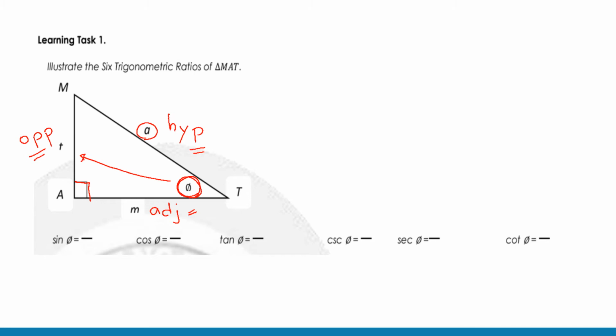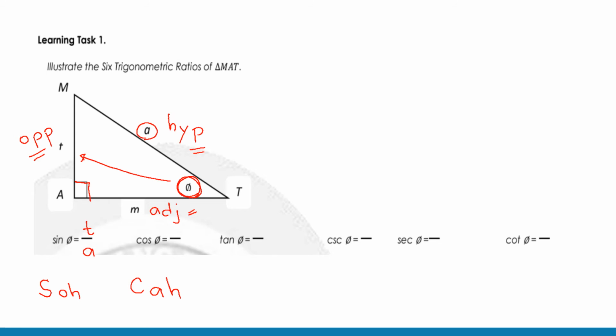So, dumako na tayo dun sa 6 trigonometric ratios. Sabi natin kanina, for sine, ang ginamit natin ay S, then OH, yung SO. Ibig sabihin, sine is opposite over the hypotenuse. Kaya naman, ang side natin ay T, and then ang hypotenuse natin ay A. Ibig sabihin, sine theta is T over A. Next, for cosine, sabi natin ay KA.